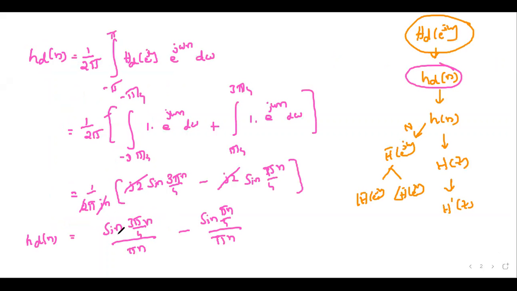H of 1 is sine 3 pi by 4 by pi minus sine pi by 4 by pi. Sine 3 pi by 4 and sine pi by 4, how is it equal? Sine theta is equal to sine of 90 plus theta, so both are the same. Correct. The answer is zero.